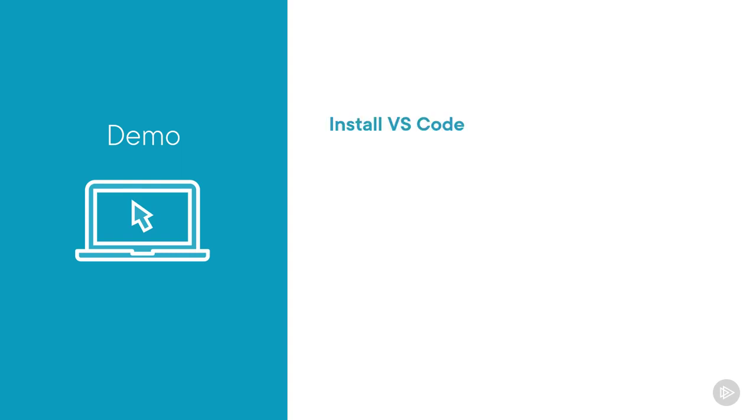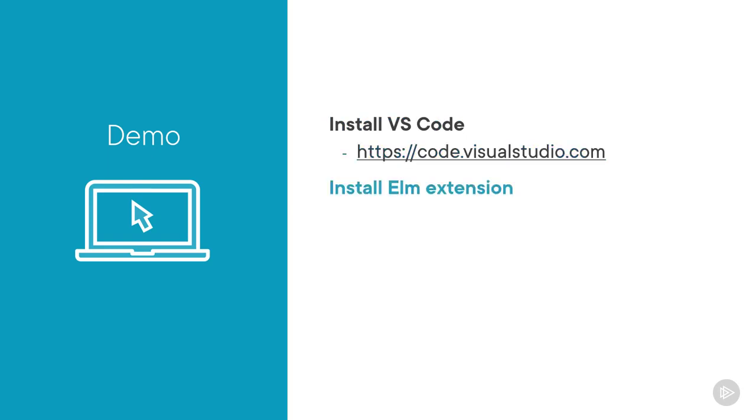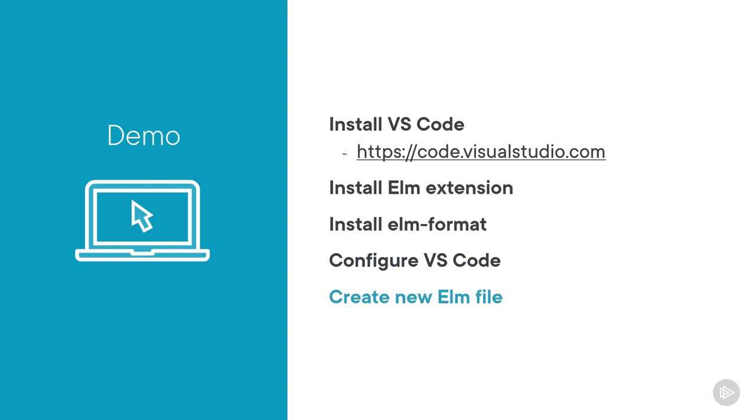First, we are going to install Visual Studio Code after downloading it from this URL. Second, install the Elm extension to help us write Elm code. Third, install Elm format to help format Elm code. Then, configure Visual Studio Code. And finally, create a new Elm file and write some Elm code. Let's switch to the demo machine and follow these steps.